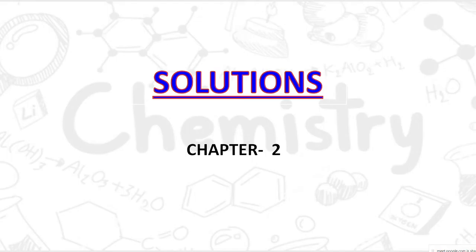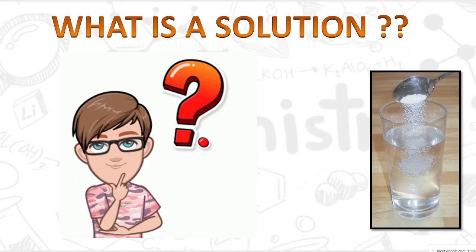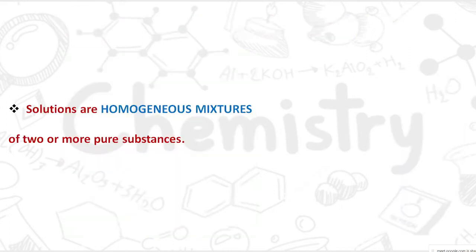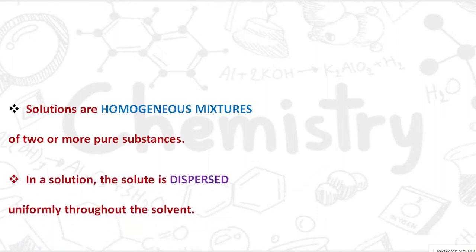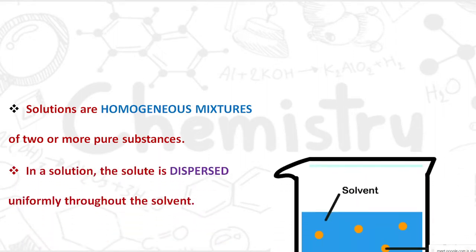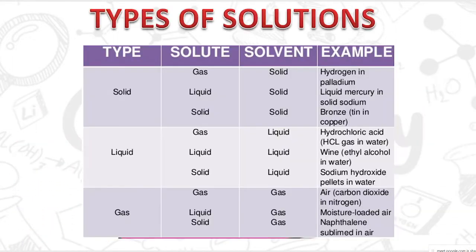On that day, we started the chapter Solutions. There I told you about solutions. Then we were talking about what solutions are. Solutions are homogeneous mixtures, where one part is dispersed in the other. Then there were some different types of solutions.